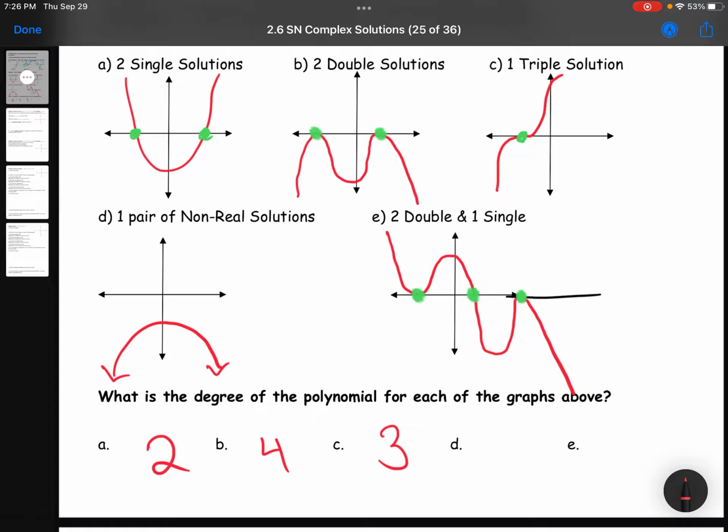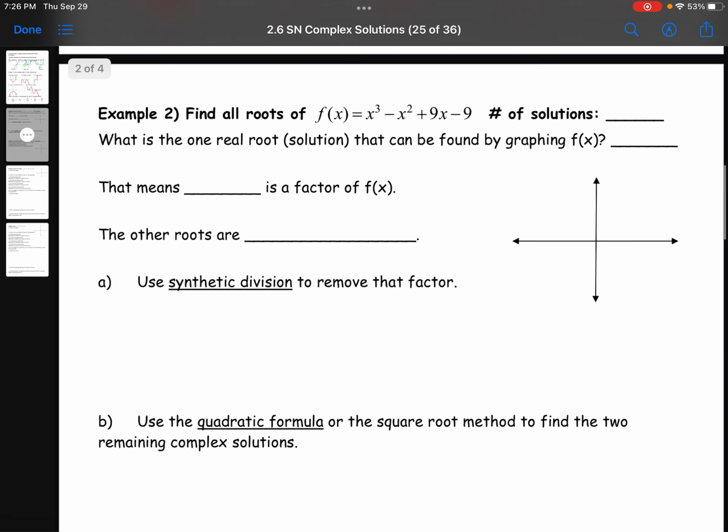The triple solution counts 3 times. So that's a 3. D has a pair of non-real solutions. That is a degree of 2. Even though the solutions are not real, it is a pair of solutions, so it counts as a second degree. E has 2 double and 1 single. That makes a degree of 5: 2 for each double plus 1 for the single.